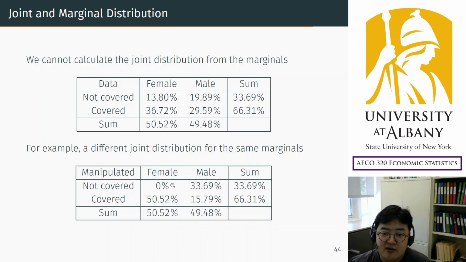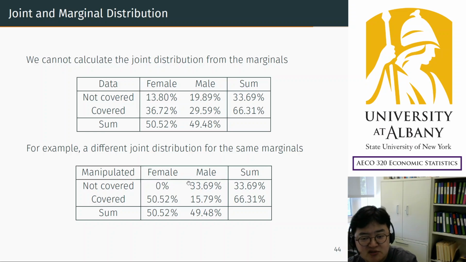So assume that there is 0% female without health insurance. So I fix this number as 0. Still, you can fill the other entries with appropriate numbers to have the same marginals. Get it? So even if you change one of the numbers, and if you match the numbers in the other entries, then you are going to get the same marginal distribution.